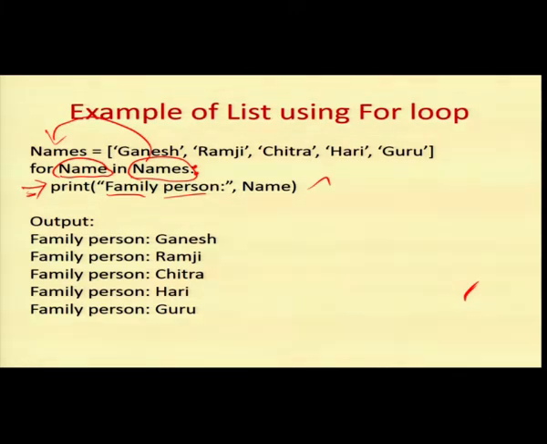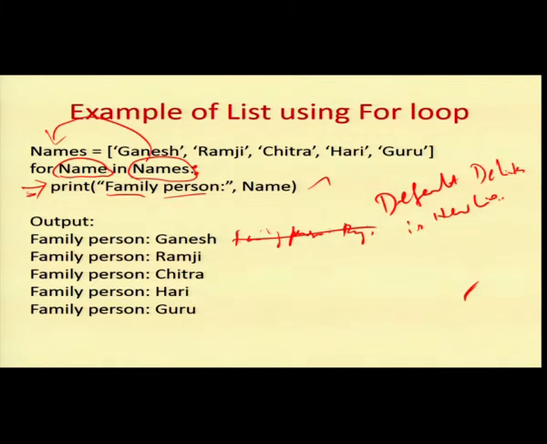My dear viewers, did you notice this output? It did not print as you expected. You expected it to print as family person Ganesh and give a space, family person Ramji, give a space, family person Chitra, give a space, family person Hari, give a space, family person Guru, but it did not print like that. It printed line by line. Why? Because the default delimiter in a print statement is a new line.